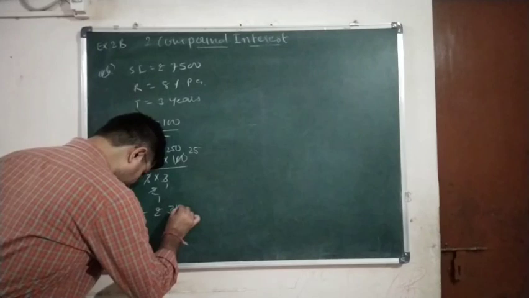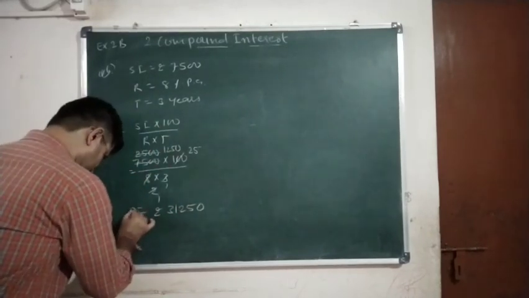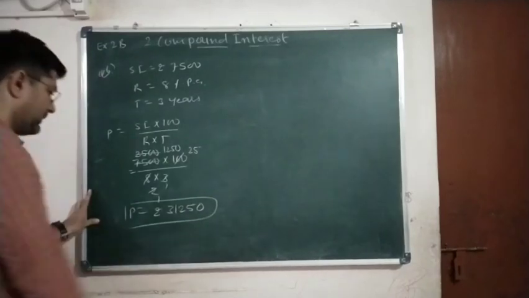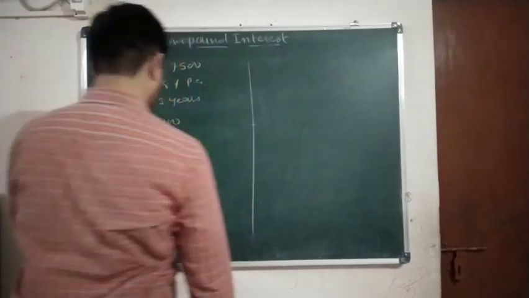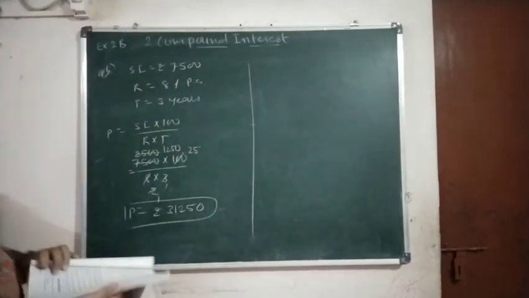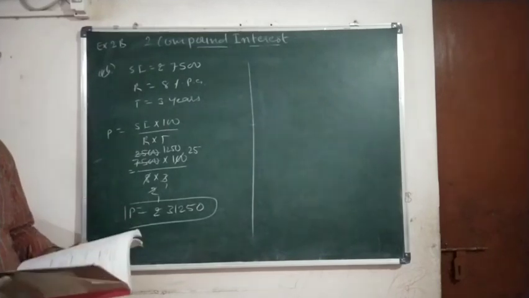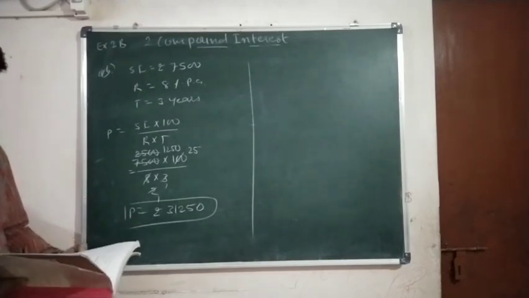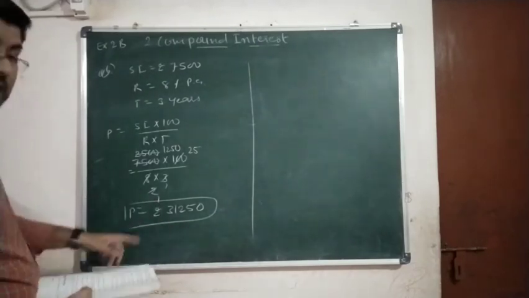Rupees 31,250. This must be the principal. Okay, now we got the principal. Yes or no? That is rupees 31,250. Now we have to calculate the compound interest on the same sum.